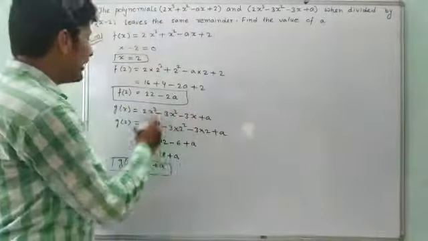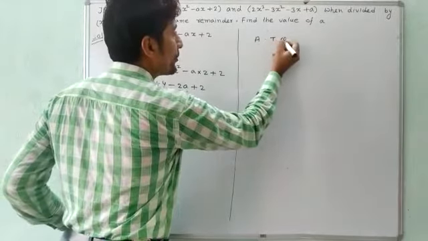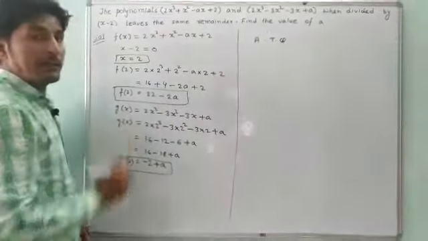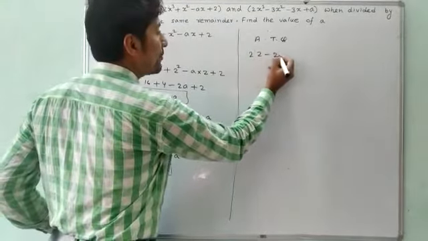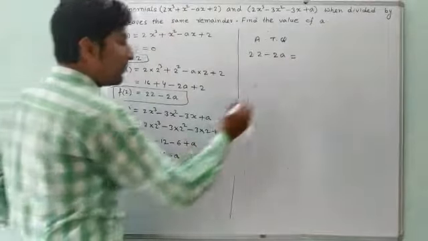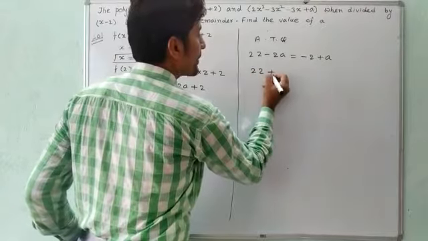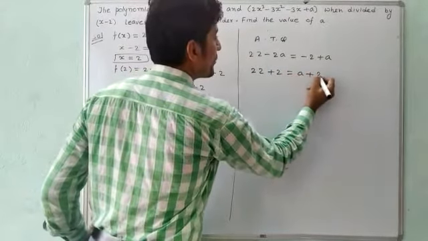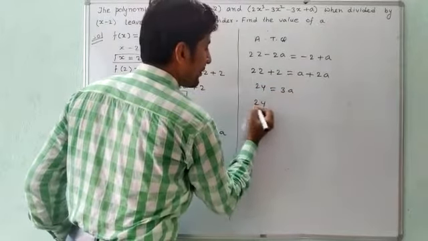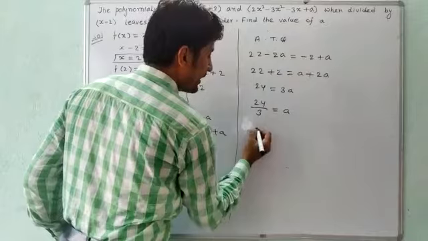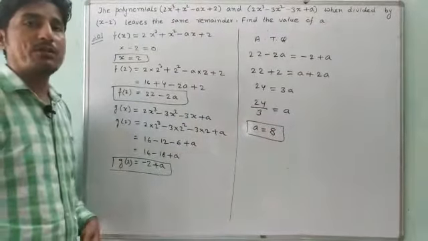After getting both the remainders, now according to the question, both the remainders are equal. It is already given in the question. So we can write here 22 minus 2a will be equal to minus 2 plus a. So we can write 22 plus 2 equals a plus 2a. We can write here 24 equals 3a, or 24 upon 3 equals a, and a will be equal to 8. So we got the value of a, that is equal to 8.